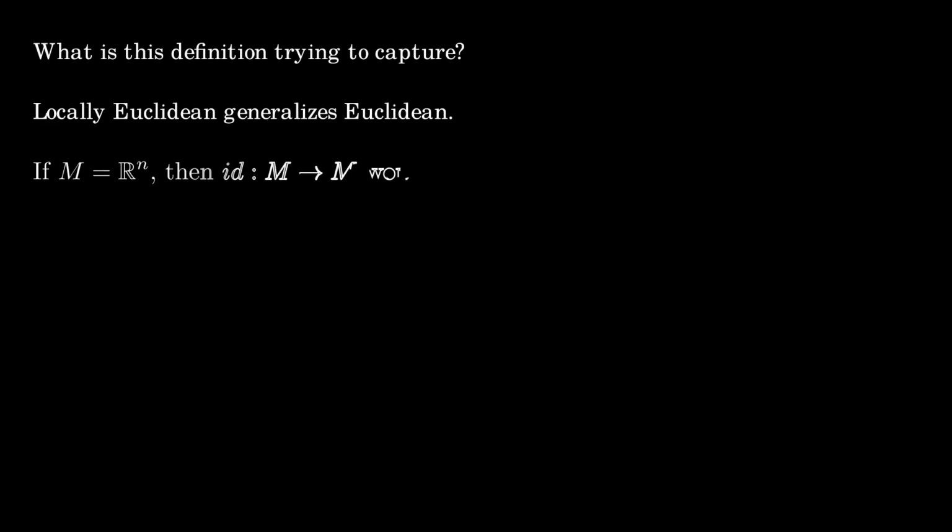The first thing one should try to understand is why this definition makes sense. What idea is it trying to capture? First, one can see that this definition is a generalization of Euclidean space. You can verify that a Euclidean space of dimension n is locally Euclidean of dimension n using the identity as the homeomorphism.